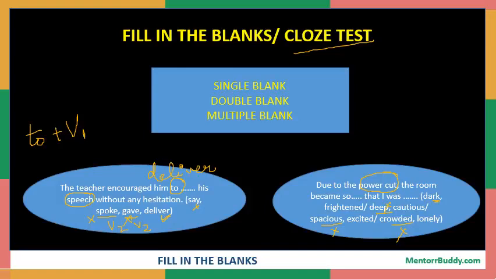Still, we're going to look for the second word option. The room became so dash that I was dash. I was frightened is appropriate. Here, cautious, maybe, but then the first term is already eliminated. So this option gets eliminated. Due to the power cut, I became excited. Definitely not the right answer. And due to the power cut, I became lonely. Again, not the right answer. The people in the room would have been there, so lonely is again not an appropriate option. So the correct answer option is dark and frightened. The correct sentence becomes, due to the power cut, the room became so dark that I was frightened. Hence, we need to look at all the major elements in the sentence to fill up the blanks.